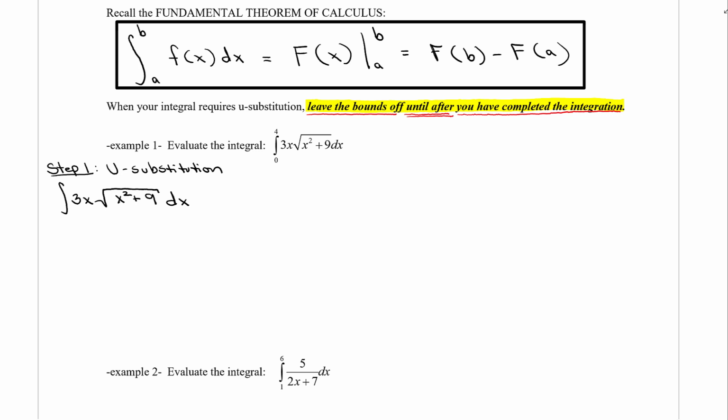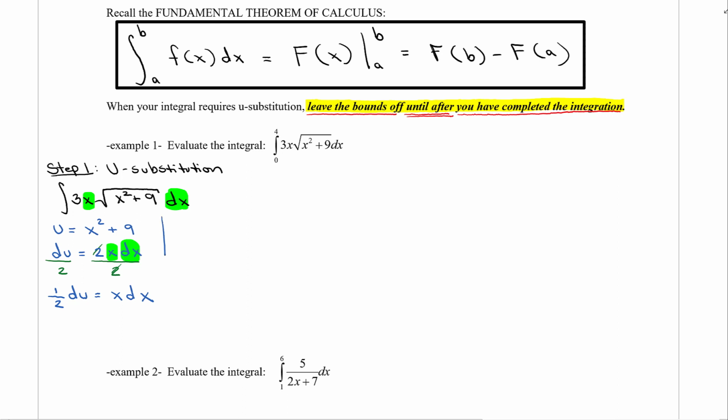Here we can identify what our u is going to equal. Our u is going to be equal to x squared plus 9 because that's our inner function. Therefore du is going to be equal to 2x dx. Looking at the problem, I can see I've already got an x right here next to the 3, and there's my dx. I've highlighted those in green. I'm going to divide both sides by 2, so I have 1/2 du is equal to x dx. I'm going to draw a line here separating the work that I did in finding my u and finding what I'm going to replace for my du.